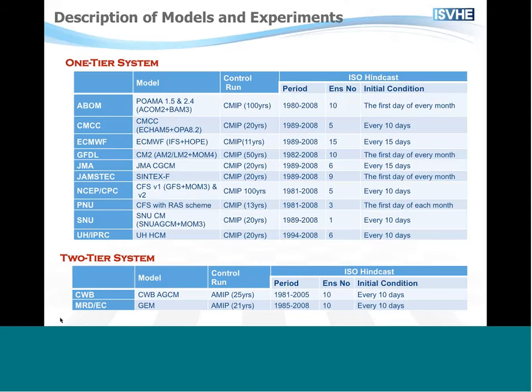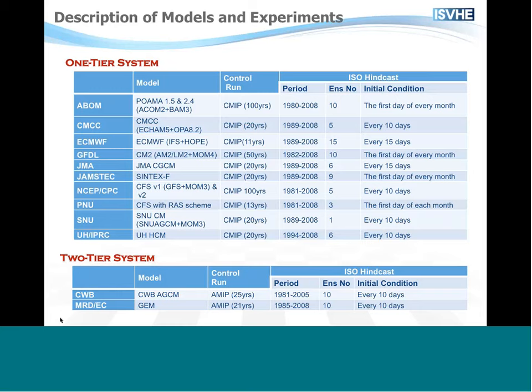And now this slide shows the description of the models and the experiments, and so there's about 10 coupled models, and you can see the Australians, the Canadian, ECMWF, GFDL, JMA, the Operational Center, and JAMSTEC separately. NCEP has contributed two different sets of hindcasts, as ABOM has as well, both a version 1.5 of POAMA and 2.4. SNU has contributed hindcasts, that's Seoul National University, and then IPRC itself through Joshua Fu.